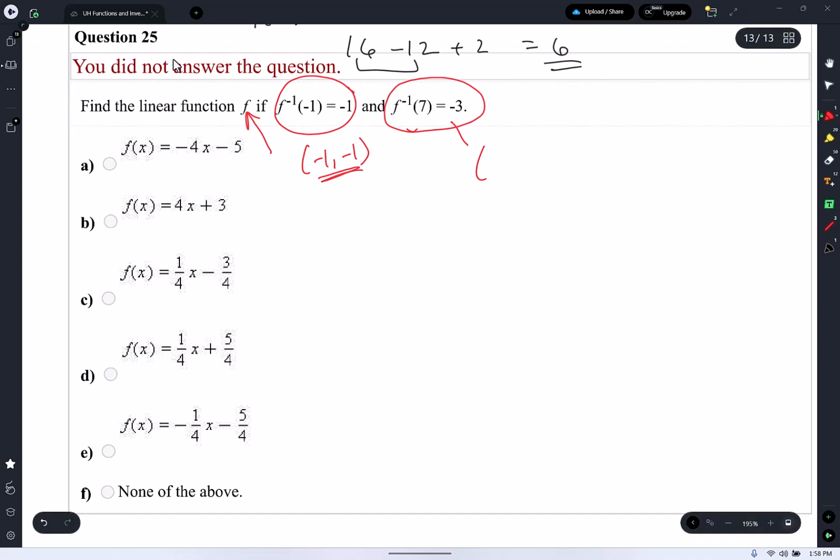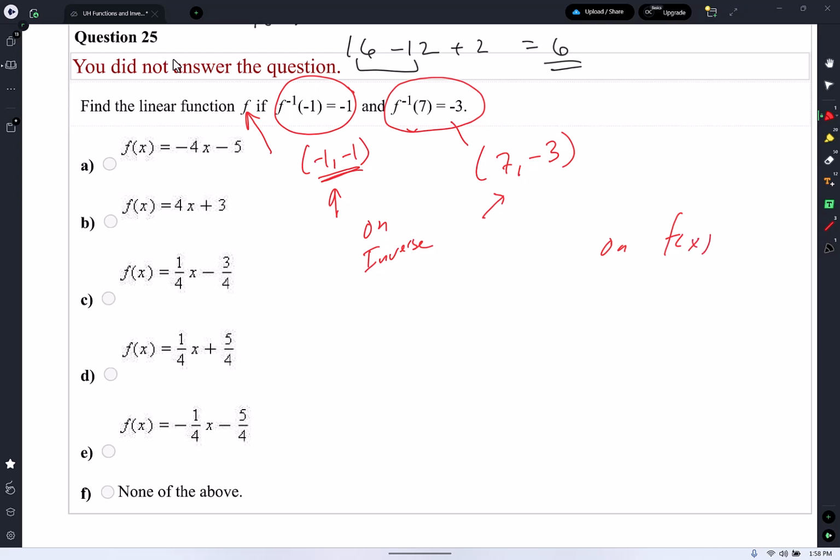Let's write f inverse. 7, negative 3. These are on your inverse graph. They don't want the inverse graph. They want the original. So on f of x you have these points. You have negative 1, and what's the other point on f of x? Not 7, negative 3, but negative 3, 7.